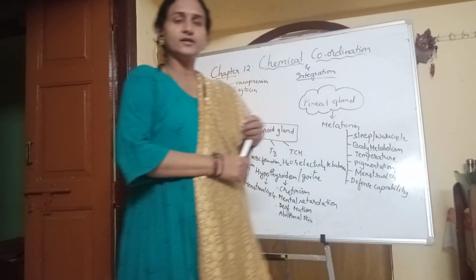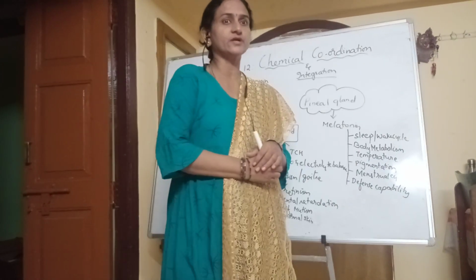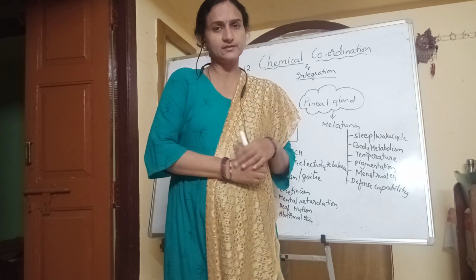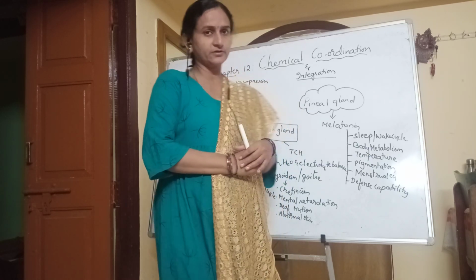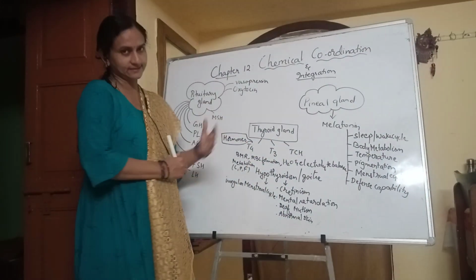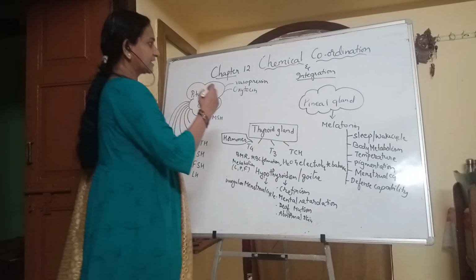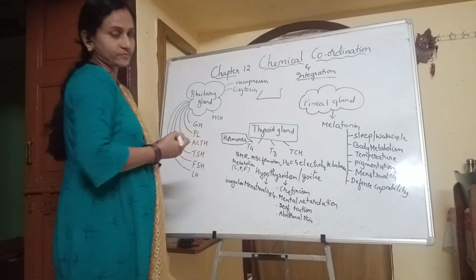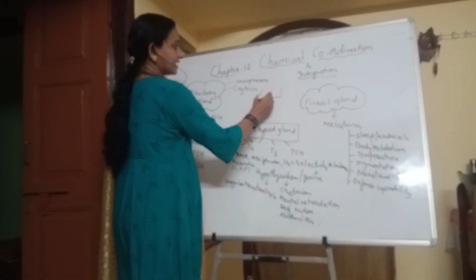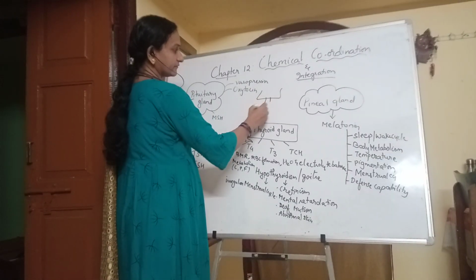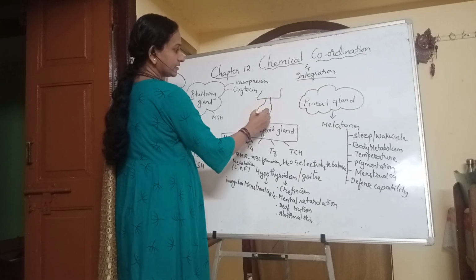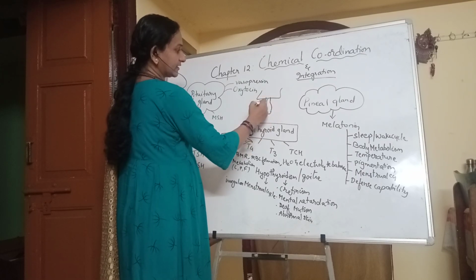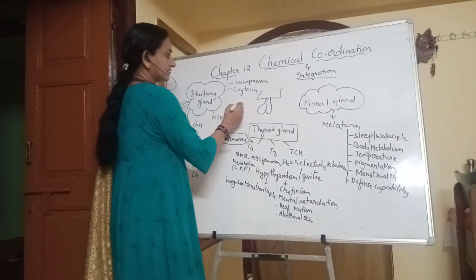Good morning. In the previous class, we have learned about the hypothalamus. So today, let us go to the next endocrine gland, the pituitary gland. This pituitary gland is also located in the brain, the forebrain part. It hangs with the help of a small stalk called the infundibulum, and it is divided into two parts.